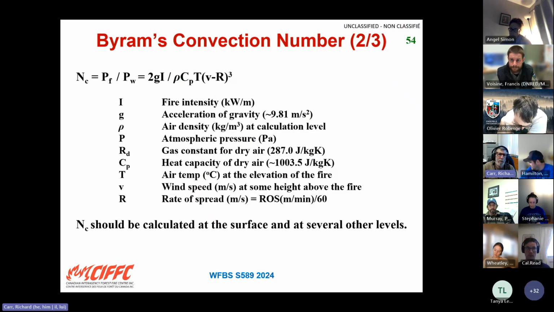But if we start to expand this a little bit, we get into a more complex looking equation here, and I'm not going to go through all of it. You can look at all of the variables that go into this, and we'll go into them on the next slide. But just at the bottom, Byram's convection number is usually calculated at the surface and then maybe a few other levels up above. So once again, you probably need a bit of wind information and things like that above the surface.